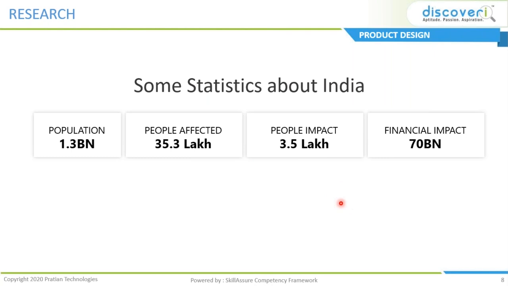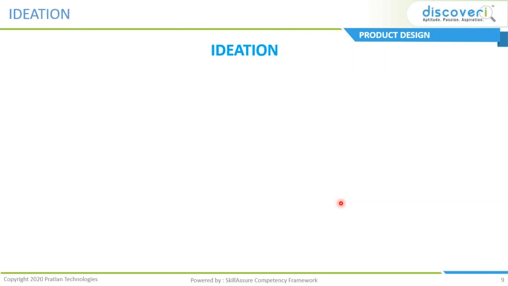So once this is done, next we look into the ideation phase. In the ideation phase, the team comes together and thinks about all the possible ideas which can mitigate the risk of heart attack, or maybe predict the heart attack, and maybe help patients prevent heart disease. So that is basically the ideation phase.